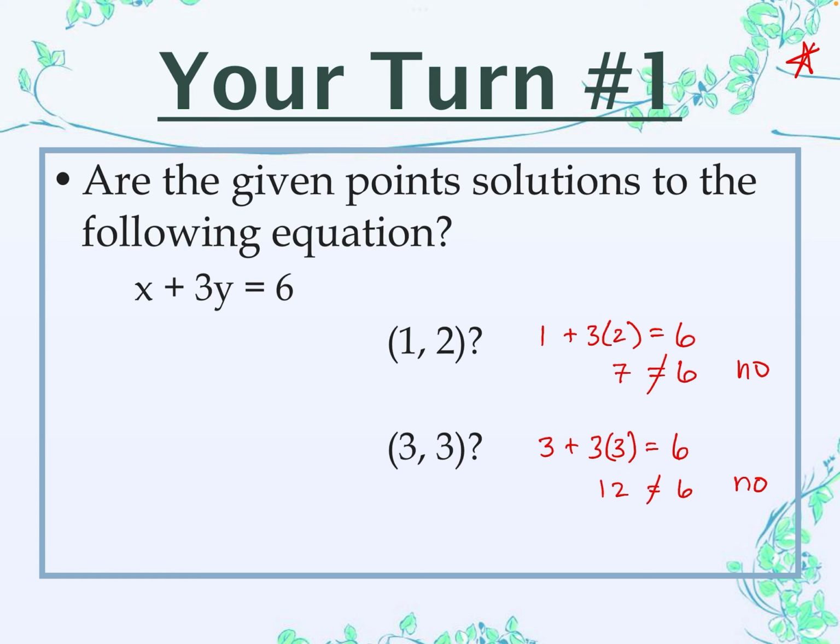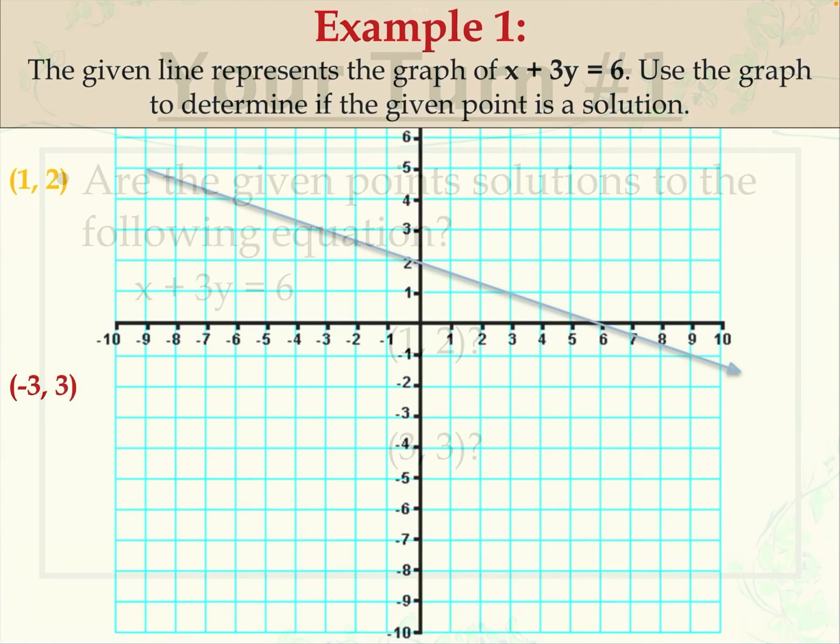At this point, you should have completed your turn number 1. So as it turns out, neither of these are solutions because we get statements that are not true. 7 does not equal 6 when we plug in 1 and 2 for x and y. We get 7 equals 6, not true. And then when we plug in 3 for x and 3 for y, we get 12 is equal to 6, which again is not true. So neither of those are solutions to the equation.